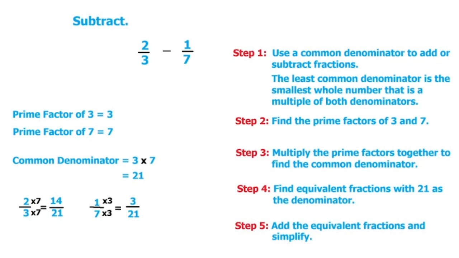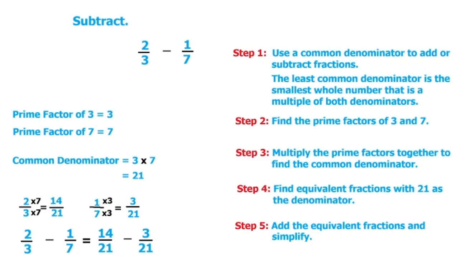Now we can subtract the equivalent fractions and simplify if we need to. Okay, so let's start with what we started off with, 2/3 minus 1/7. Now we just put in our equivalent fractions for each. So 2/3 is the same as 14 over 21. 1 over 7 is the same as 3 over 21.